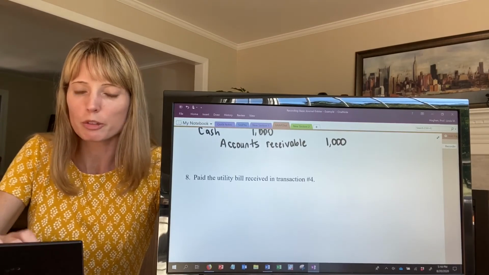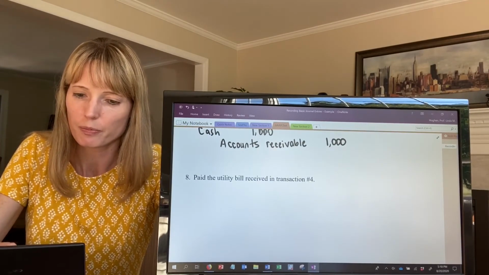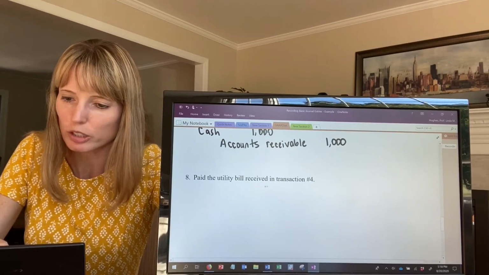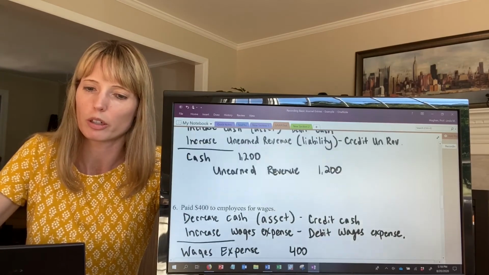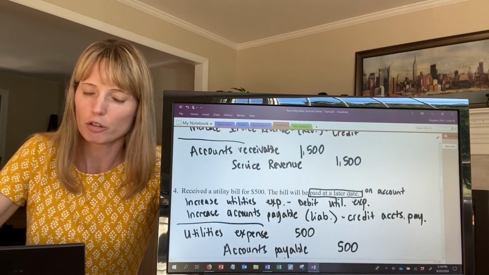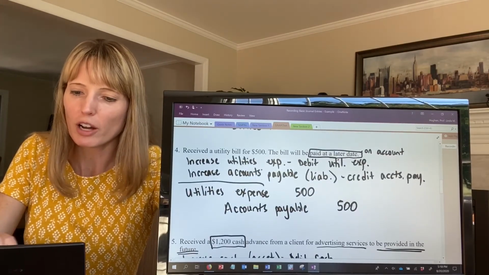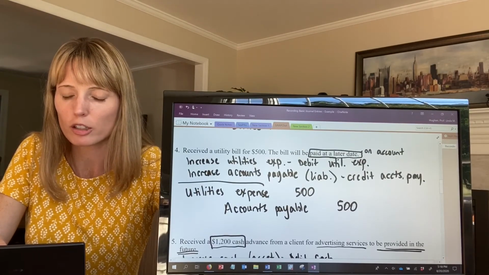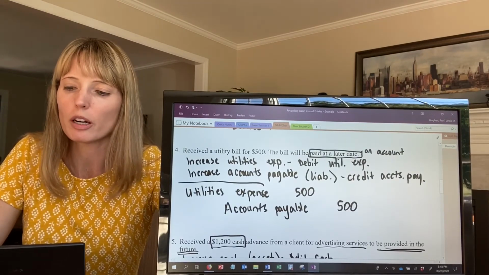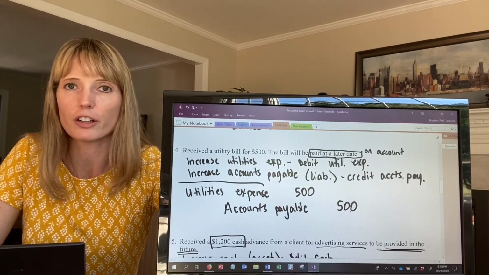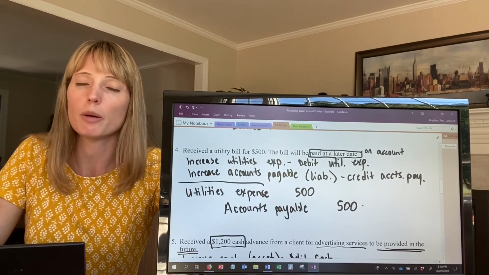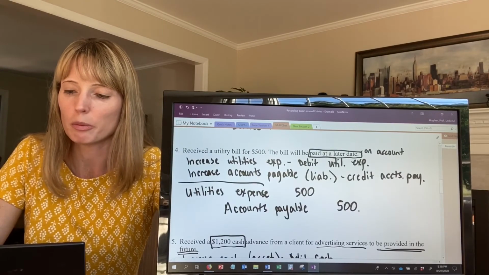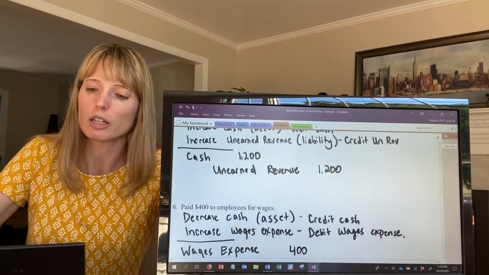And we're almost there. We're up to transaction 8 out of 9. Transaction 8 says pay the utility bill received in transaction number 4. Remember, in transaction 4, we had a bill for $500. We said, well, now that we know what the cost was of using our utilities, let's record that expense, and let's record the fact that we owe the utility company $500. Now we're making payment. So how much do we owe once we've made payment? 0. So how do we get accounts payable from its balance of $500 down to 0?